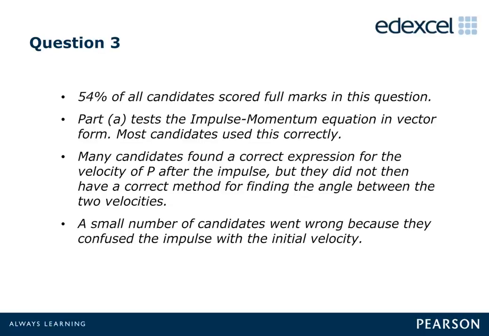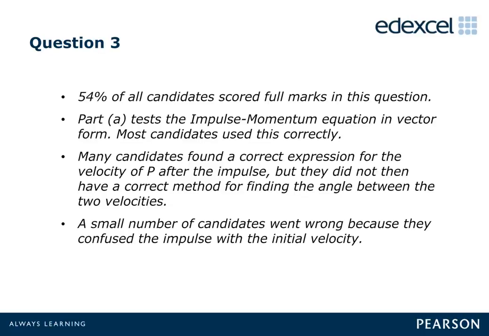In question 3, 54% of all candidates scored full marks. Part A of the question tests the impulse-momentum equation in vector form. Most candidates demonstrated a good understanding of this and applied it correctly. Many candidates reached a correct expression for the velocity of P after the impulse, but they did not then have a correct method for finding the angle between the two velocities.